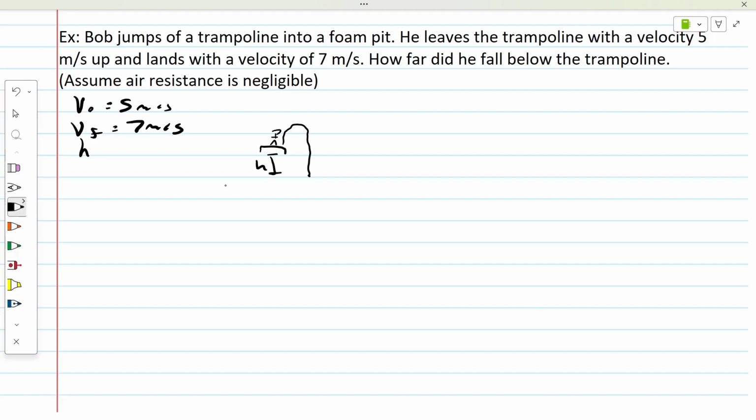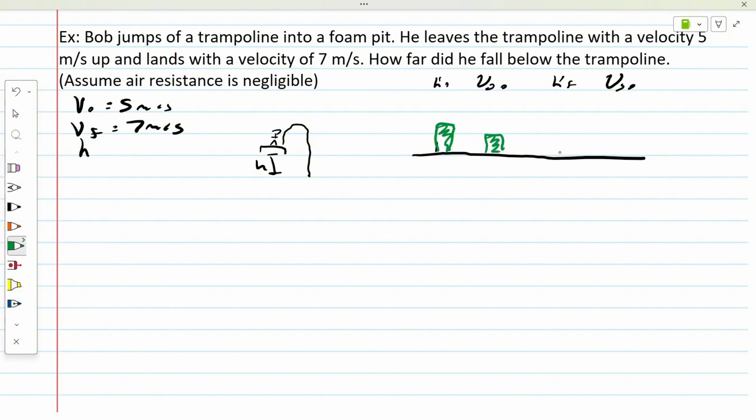Alright, so if we write out our energy graphs for a conserved system, we only care about these initial and finals. So we could put the non-conservative work here, but we know it's going to be 0 because we've defined this as a closed system, making the system Bob and the Earth. So he's going to have some initial kinetic energy. He'll also have some initial potential energy.